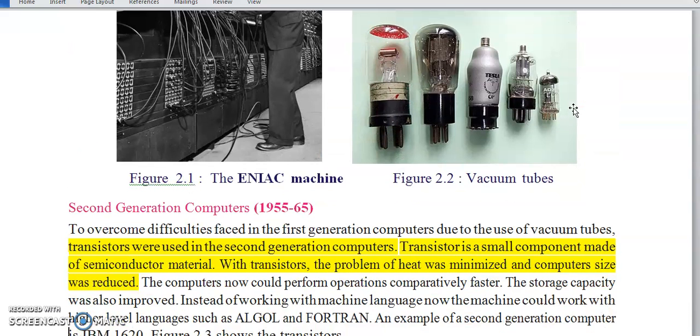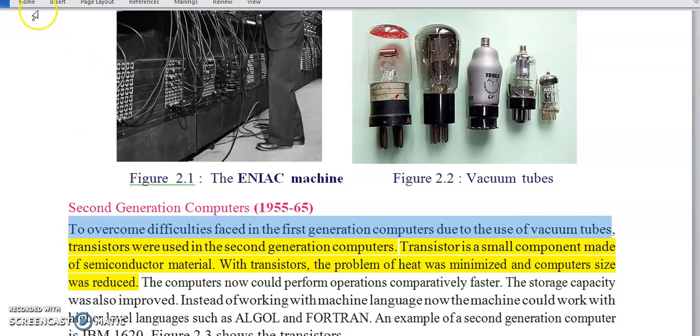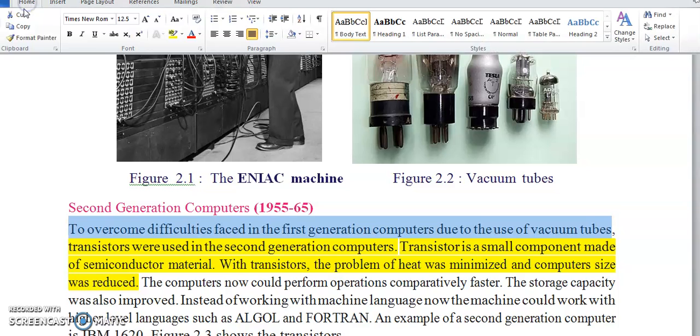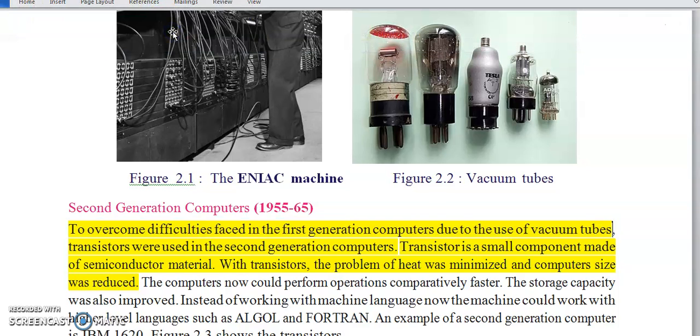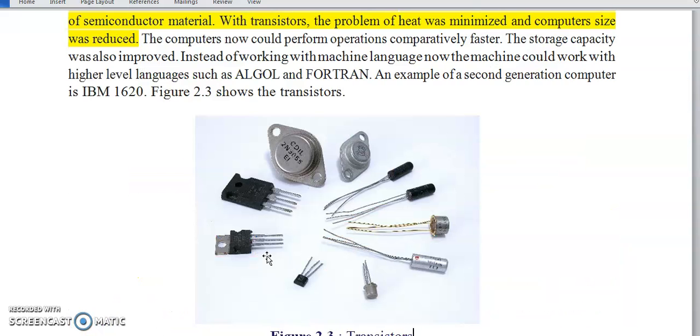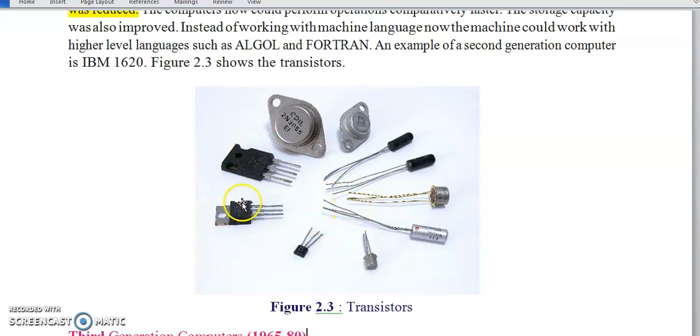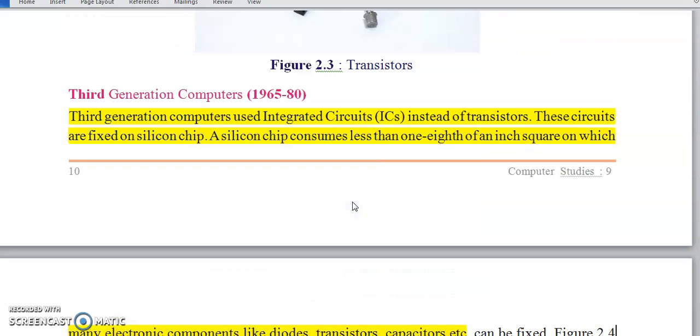Then second generation computers. See, these are the vacuum tubes and this is the first ENIAC machine. Second generation computers, 1955 to 1965. The problem was to overcome difficulties faced in first generation computers due to the use of vacuum tubes. Due to vacuum tubes, they faced problems because of heat generation and slow working. So in second generation they used transistors. Due to transistors, computers became small in size. These are some simple figures of the transistors used in second generation computers.